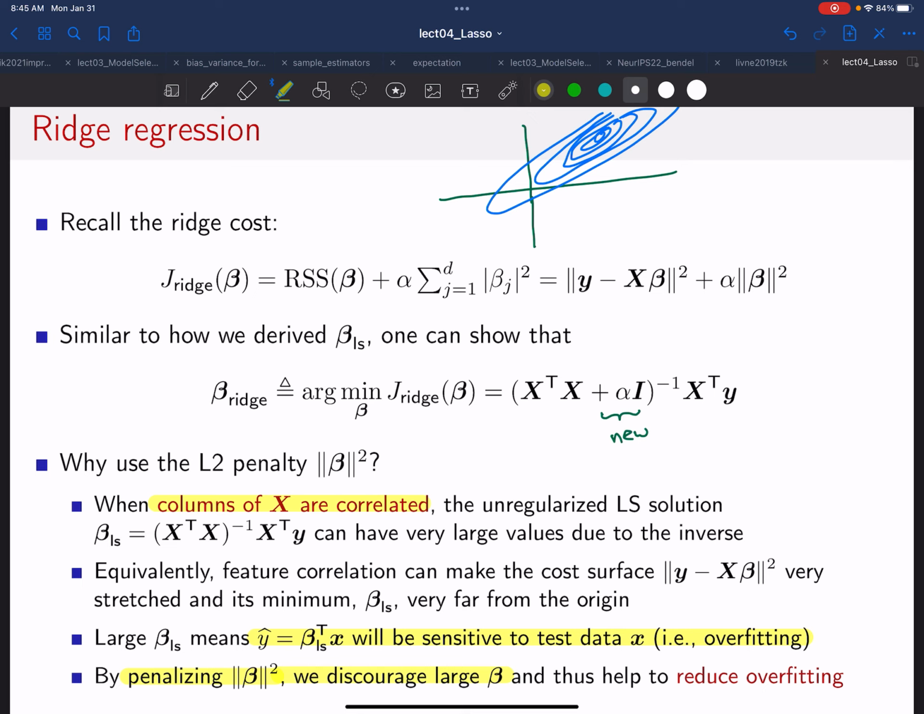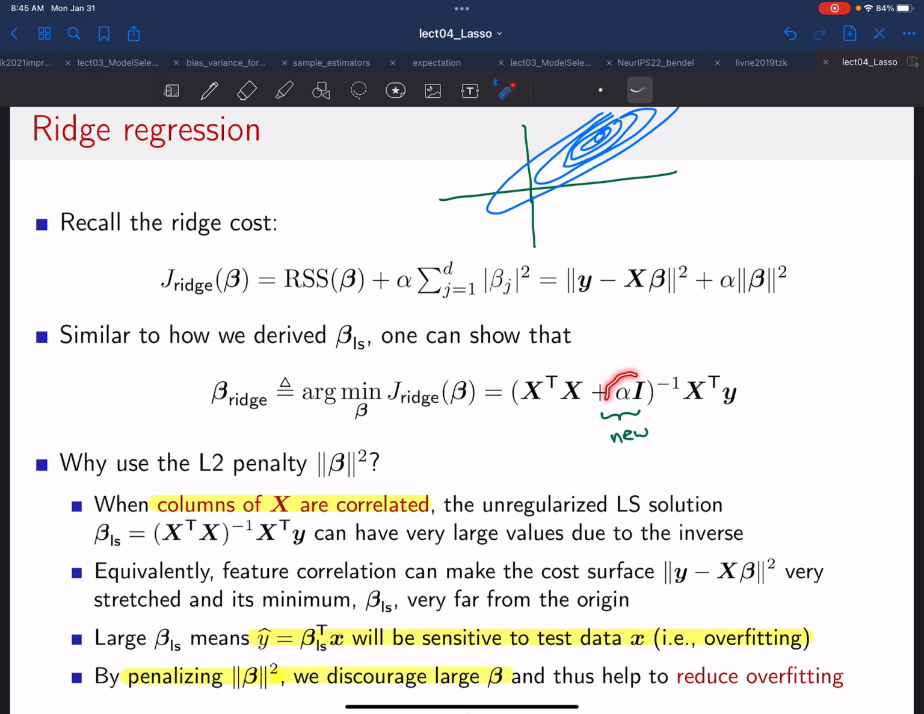In the lab of this unit, you will have an example where this matrix X is very wide. It has thousands of columns and only a few hundred rows. And as a result, this is extremely singular. It has many, many eigenvalues equal to 0.